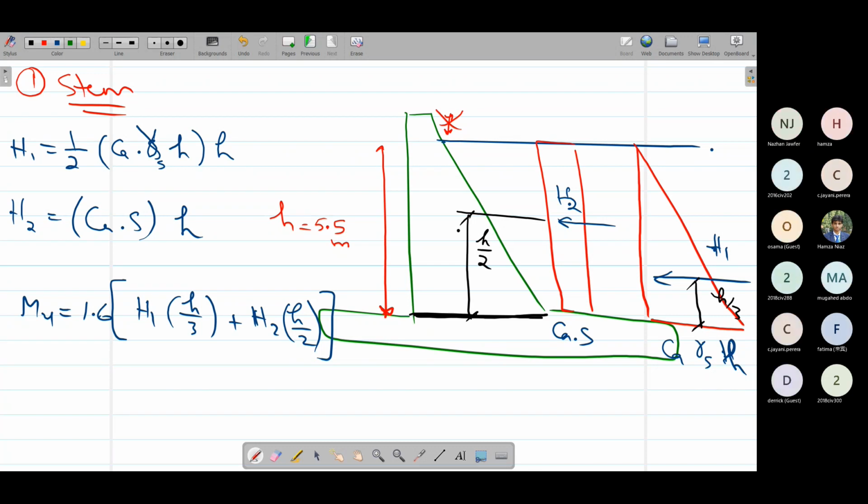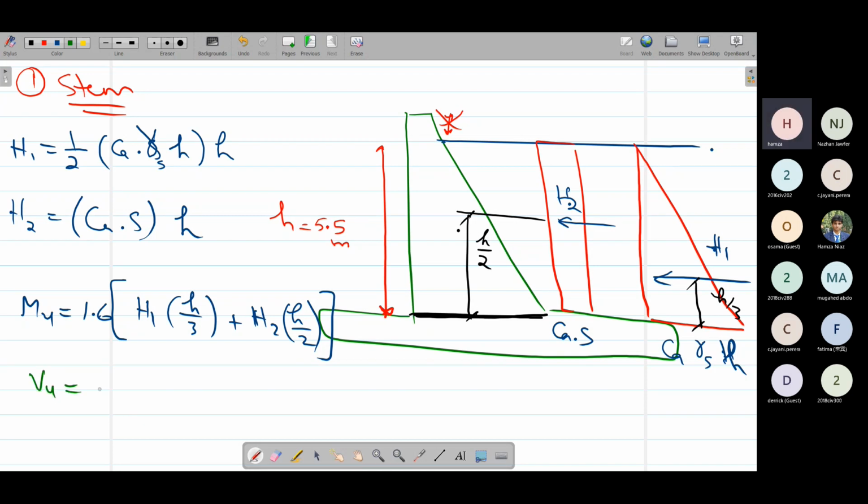Brother, this factor is always 1.6? Yes, for moments it is one. For a retaining wall it is 1.6. Okay, brother. For liquid water structures, like a water tank, we are going to take it as 1.7. So this is our moments.